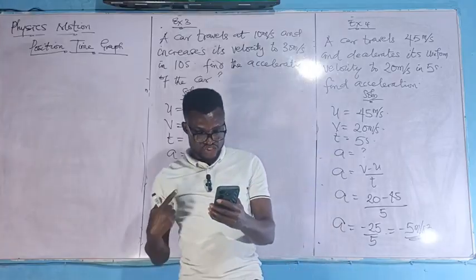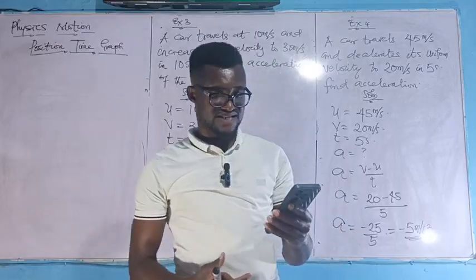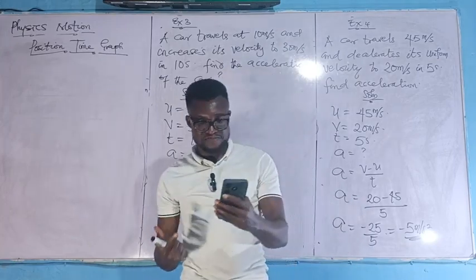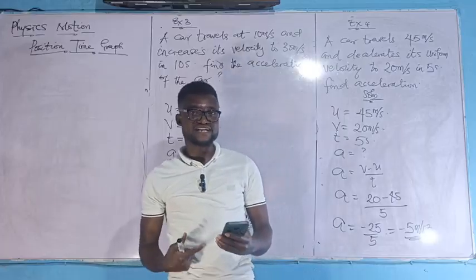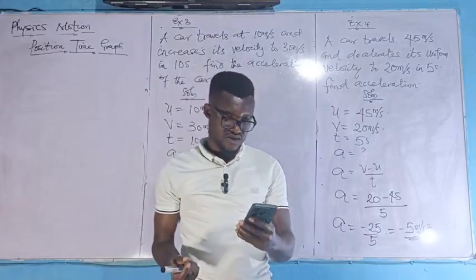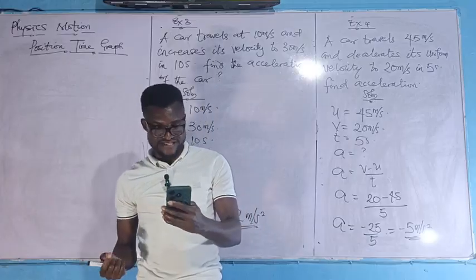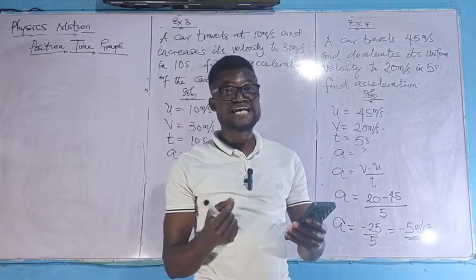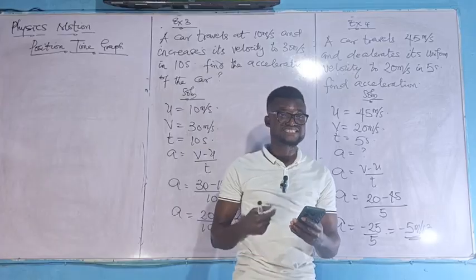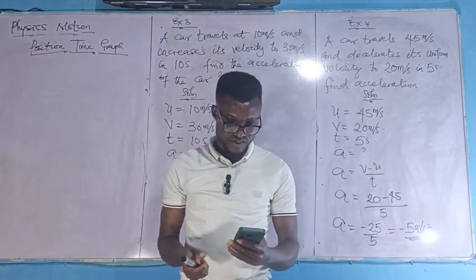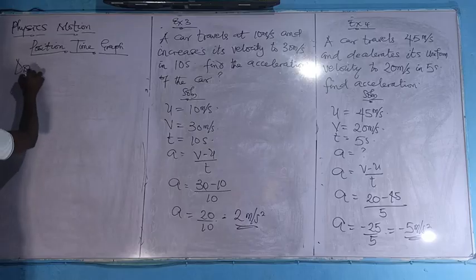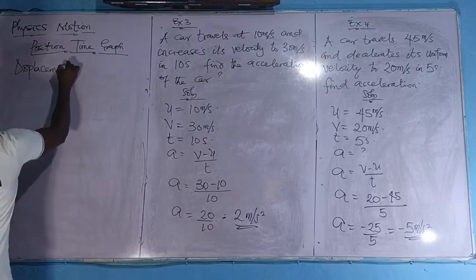Now the graph which shows the distance or displacement against time is called distance or displacement time graph. I repeat, the graph which shows the distance or displacement against time is called distance or displacement time graph. So we are moving into displacement time graph.